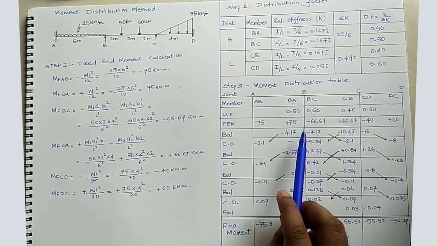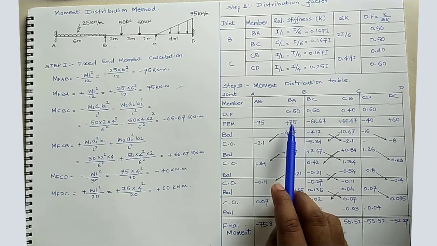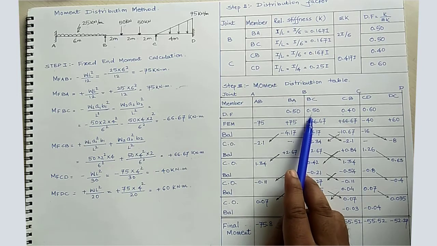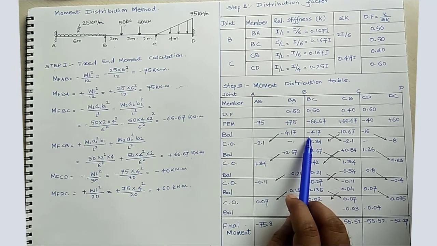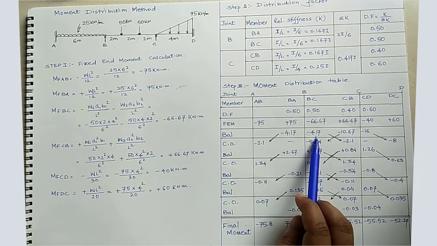And similarly for BC, the unbalanced moment is multiplied with the distribution factor of BC. So it will be the same, it will come plus 4.17. So we have to write this with the opposite sign, minus 4.17.